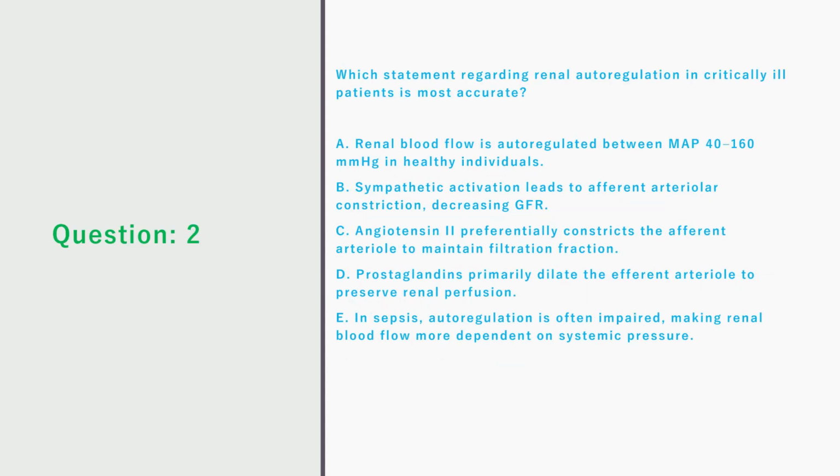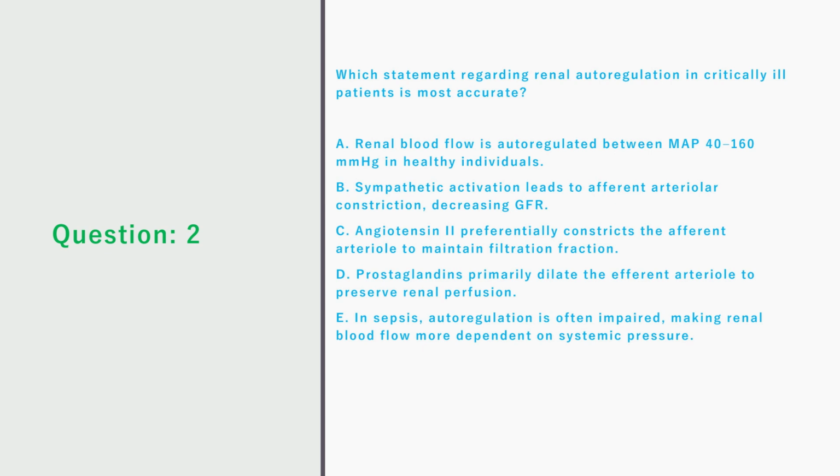Question 2. Which statement regarding renal autoregulation in critically ill patients is most accurate? A. Renal blood flow is autoregulated between mean arterial pressure 40 to 160 millimeters of mercury in healthy individuals. B. Sympathetic activation leads to afferent arteriolar constriction, decreasing GFR.